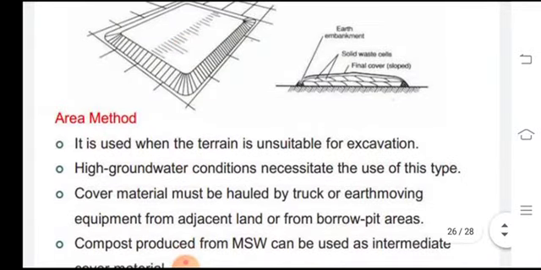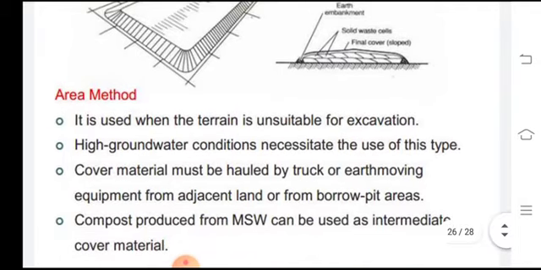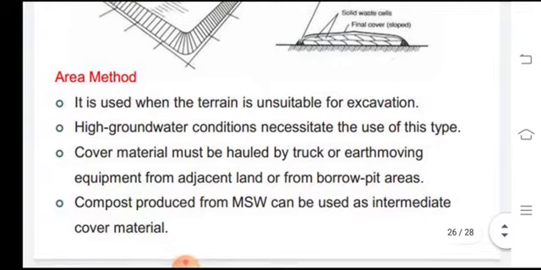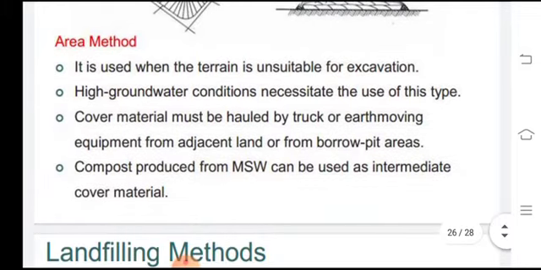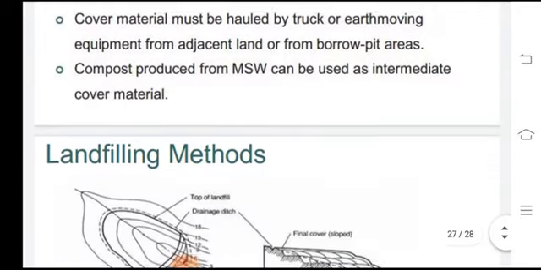And some other methods, like the area method, is used when the terrain is unsuitable for excavation, and high groundwater conditions necessitate the use of this type. So in this type we are going to have barriers on the sides, and we are going to develop it on the surface. So cover material must be hauled by truck or earth moving equipment, which is going to make the barrier. Compost produced can be used as intermediate cover material.